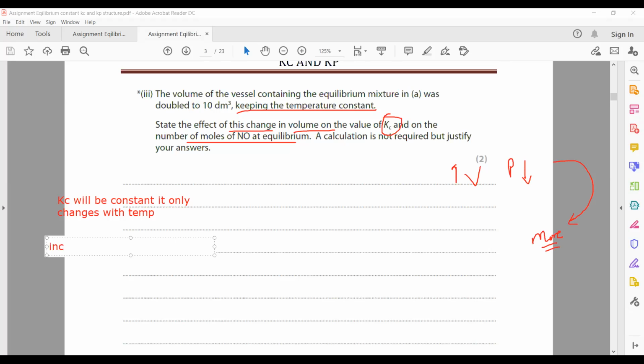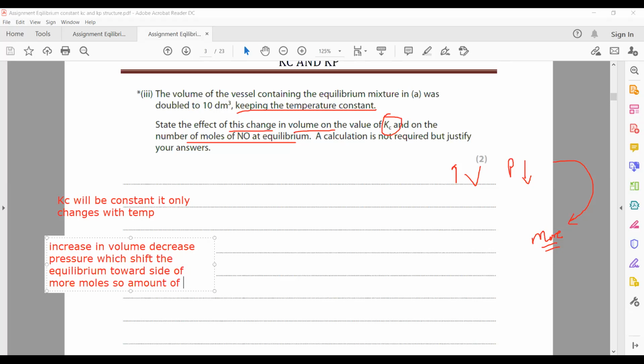So increase in volume, decrease in pressure. Increase in volume decreases the pressure, which shifts the equilibrium towards the side of more moles. So the amount of NO and Cl2 increases.